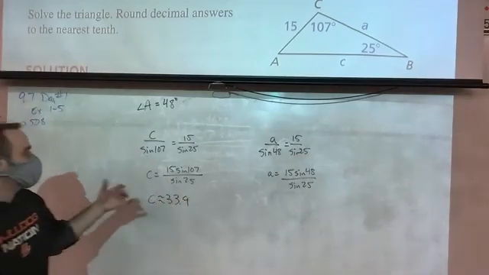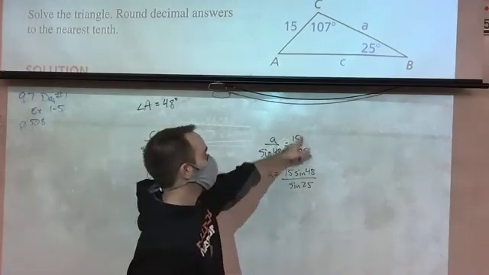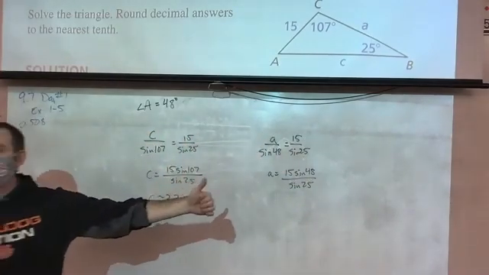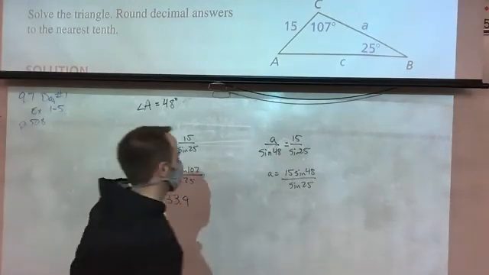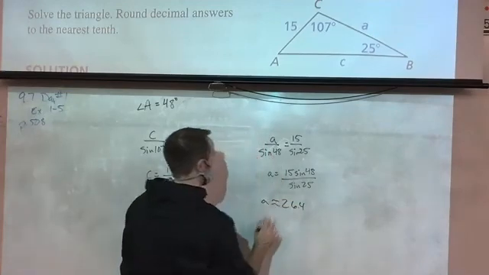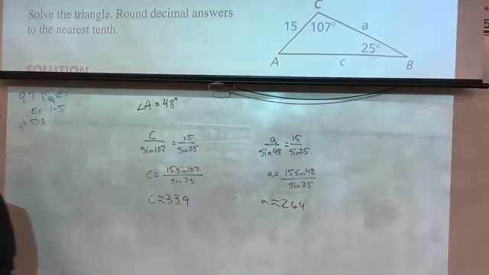Good. And then side A, same exact thing with the 15 over sine 25, but now it's A over sine 48. We type that in. What do we end up with, Sophie? 26.4. There you go. Okay. Any questions on this?